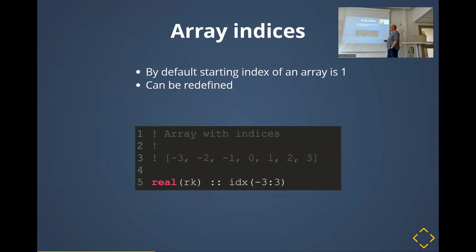It's also possible to redefine the indexes of an array. By default, arrays in Fortran start with index 1. So here's one thing that differs from Python, but you can redefine them using this syntax here. So index -3 to 3, these are the indexes here, -3 to 3. So it's possible to redefine them, but by default they start at 1.